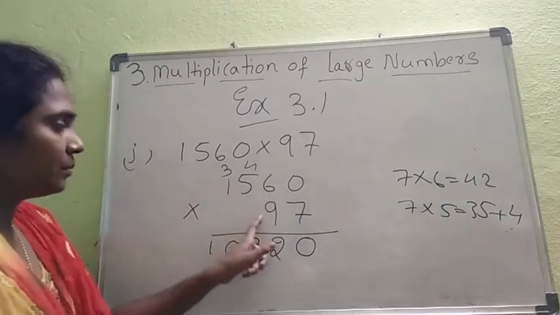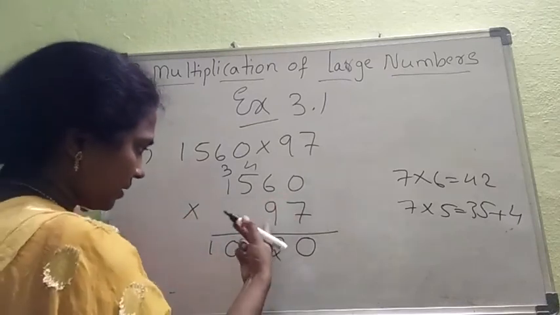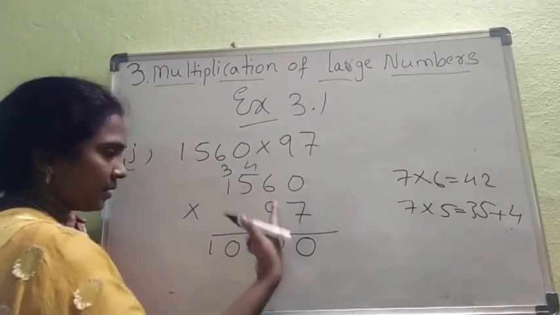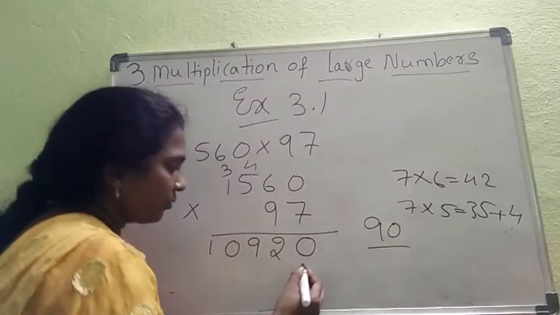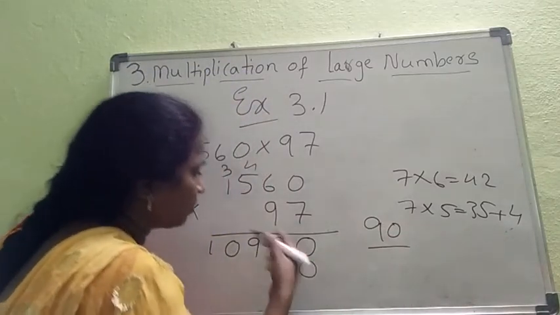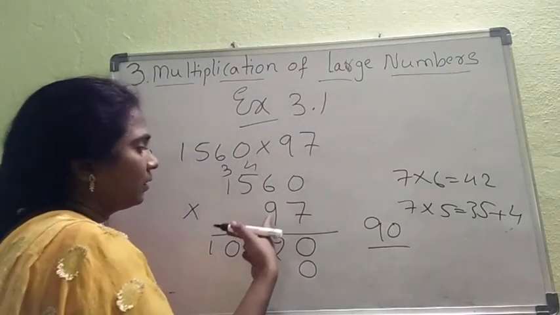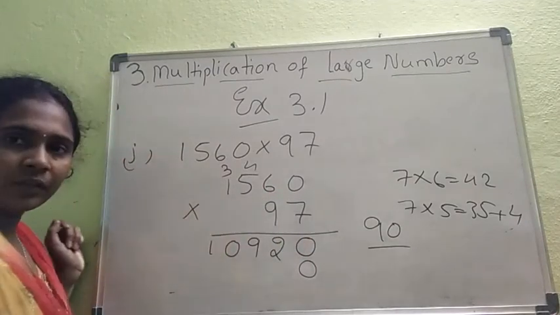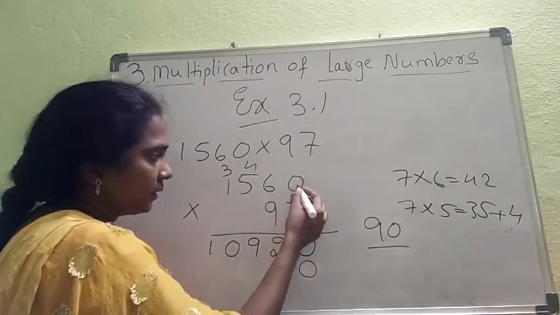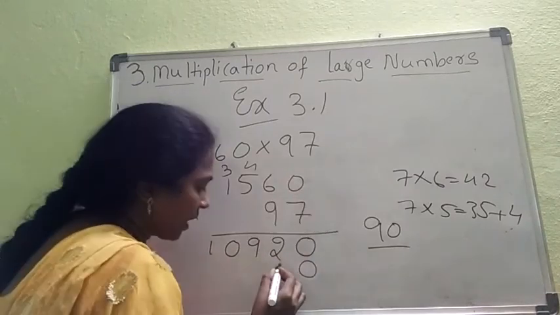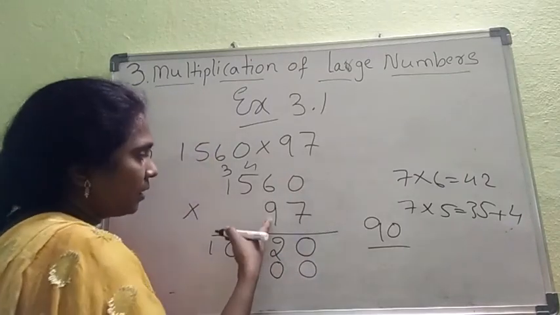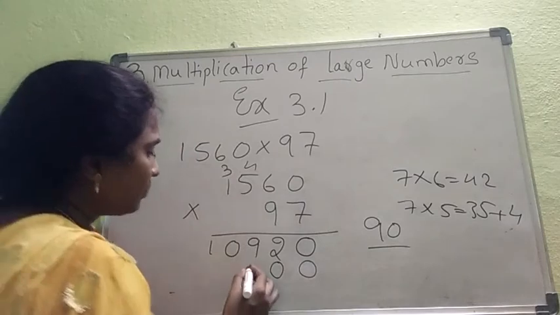Next, you need to multiply 9, that is the tens place digit, into the complete number. 9 means you are actually multiplying with 90. So in the ones place you need to put 0 while you are multiplying the tens place digit with the given number. Now 9 into 0. Any number multiplied with 0, the value is 0. 9 sixes are 54.